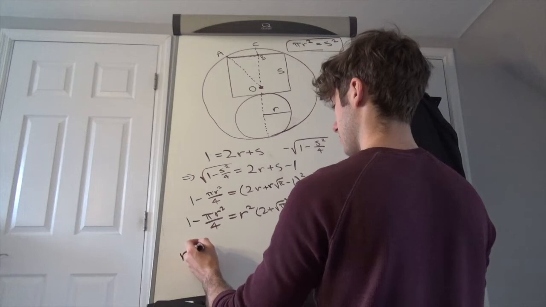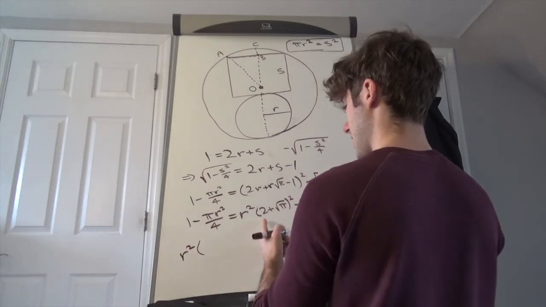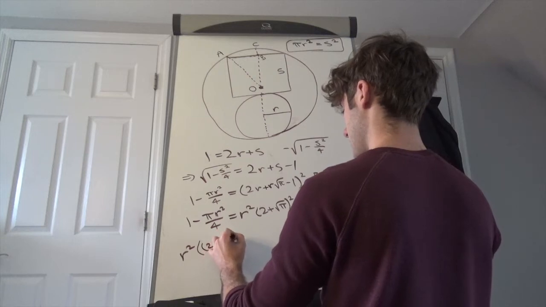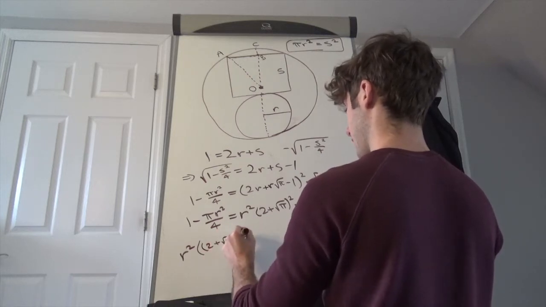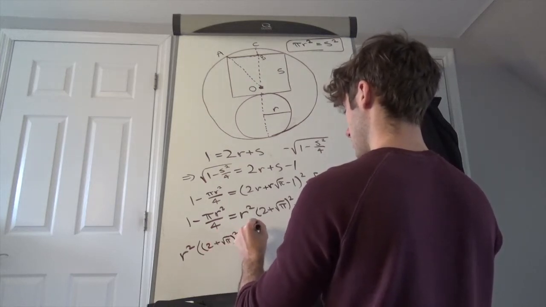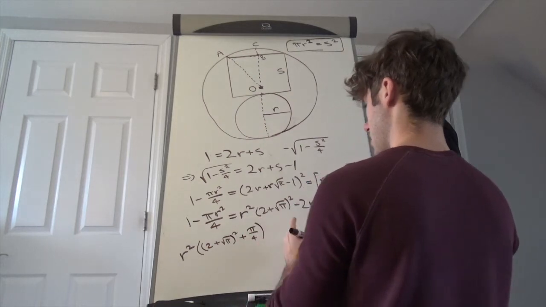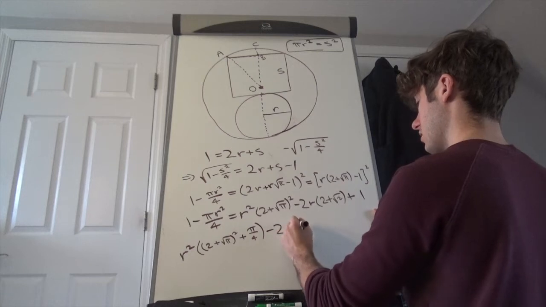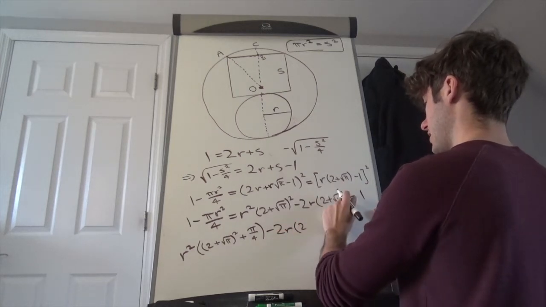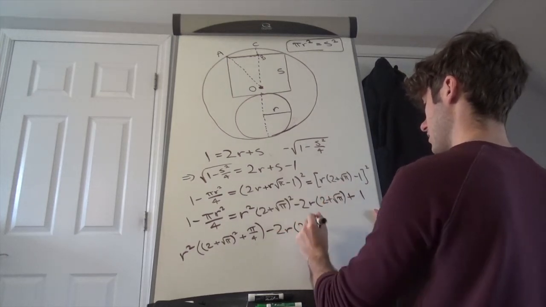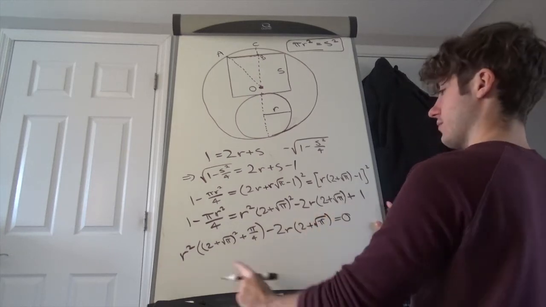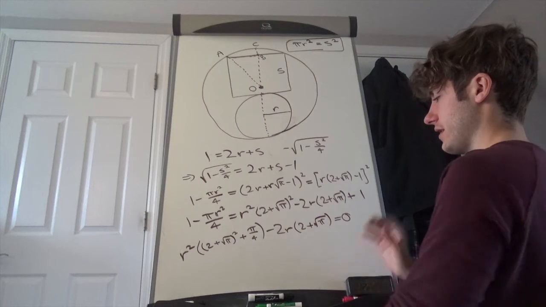R squared times 2 plus the square root of pi squared plus pi over 4, because I just added that over to the other side, minus 2r times 2 plus the square root of pi equals 0, since the 1's canceled and I added that over to the other side.